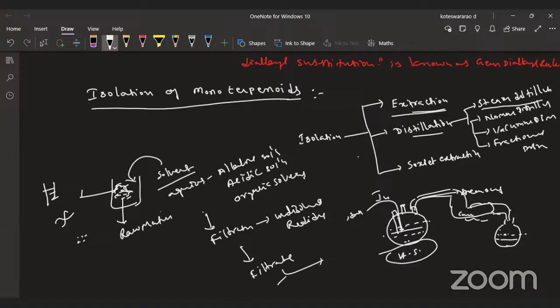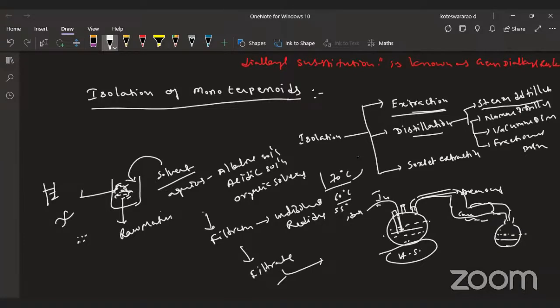Normal distillation is similar, but we are not using steam here. Just boil it at the boiling temperature. Based on the boiling temperature, suppose one compound boils at 70 degrees centigrade, another at 60 degrees, another at 55 degrees. Now we can boil the solution: at 55 degrees one compound is separated, at 60 degrees another is separated, at 70 degrees another. Based on that, we can separate the compounds.